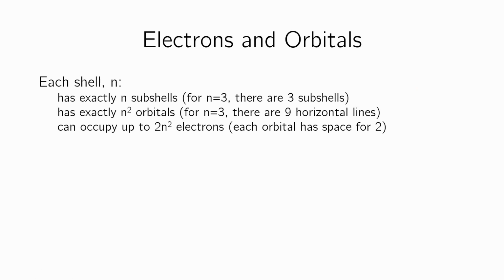All right, let's belabor it even more. So each shell n has n subshells. So n is equal to 3, there are 3 subshells. It has n squared orbitals. So n is equal to 3 has 9 horizontal lines, and each shell can occupy 2n squared electrons.